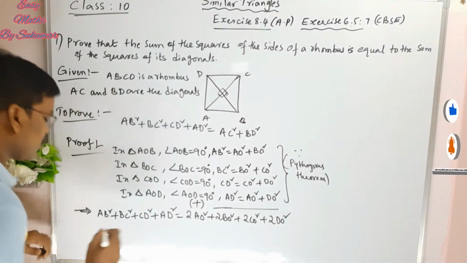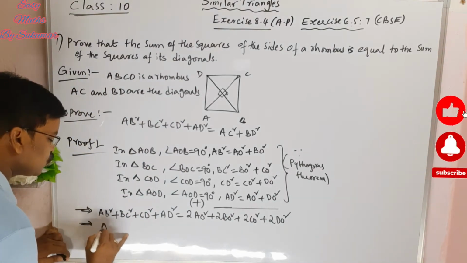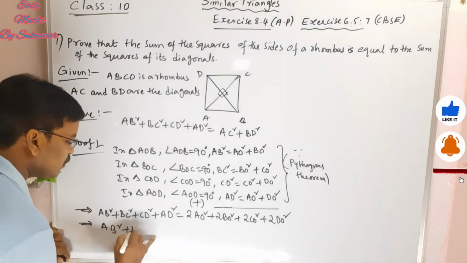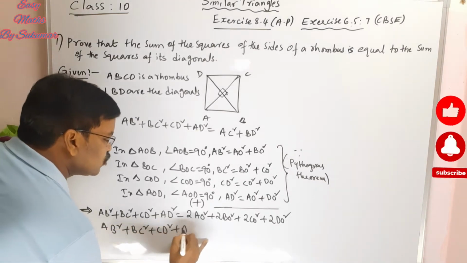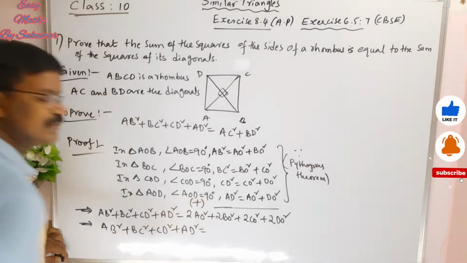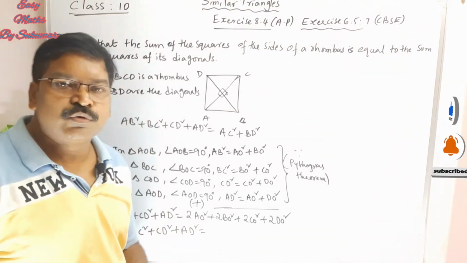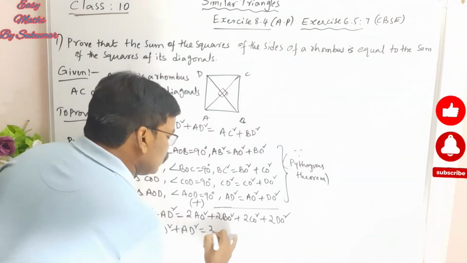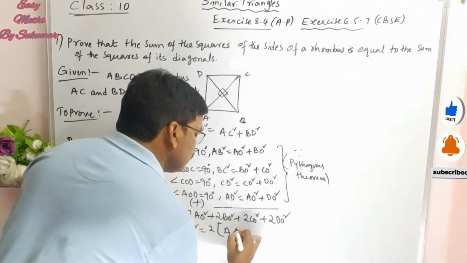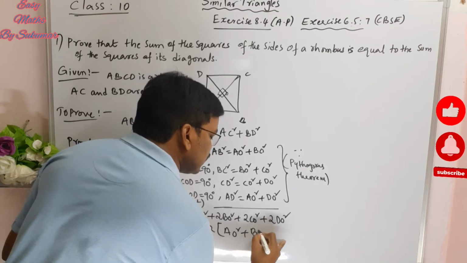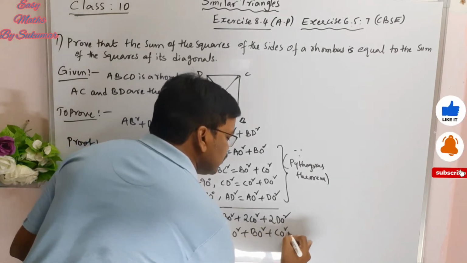Right. Now this implies AB square plus BC square plus CD square plus AD square. Take the 2 as common here. Take 2 as common. That means 2 times AO square plus BO square plus CO square plus DO square.